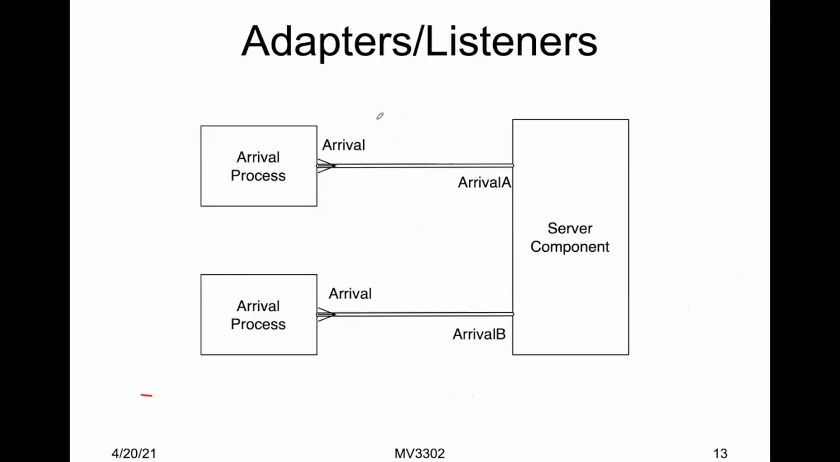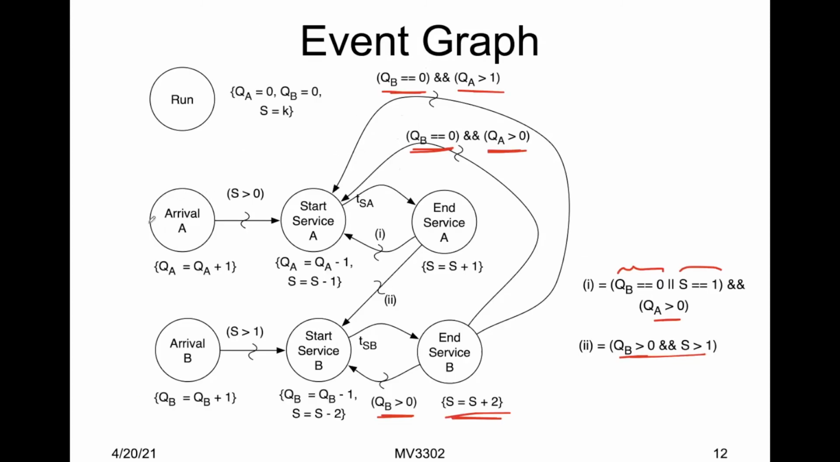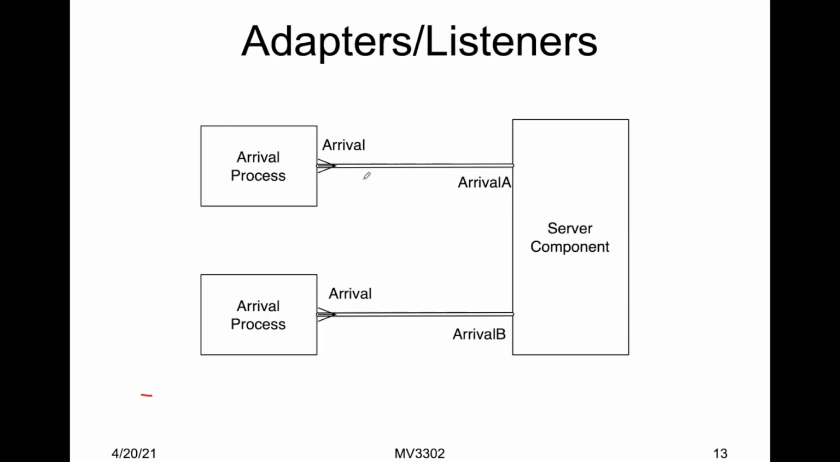And as before, how do we drive this? Okay, so we have a start service, we have an arrival A, and that's not the same as arrival. And we have arrival B, and that's not the same as arrival, but thanks to adapters, we can drive it by adapting arrival to arrival A, and this arrival to arrival B. In other words, we have two different arrival processes for each of the type A and each of the type B. And so two different instances of the arrival process can drive this server component.